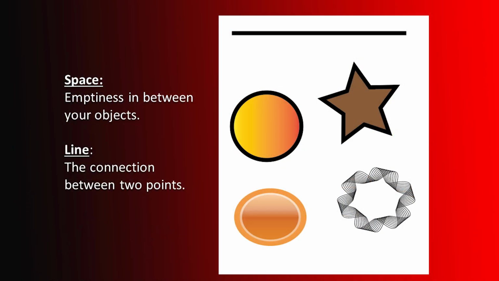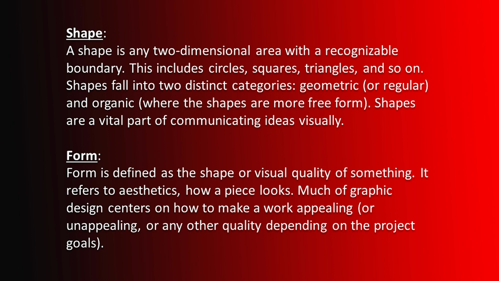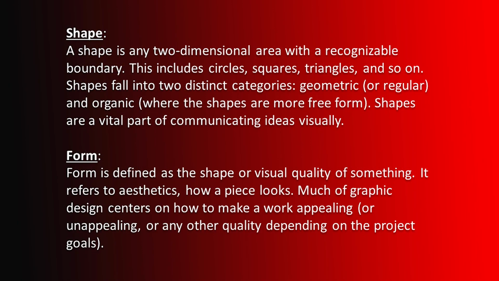Space. This is the emptiness in between your objects. So the space around your objects. Line is the connection between 2 points. A shape is any two-dimensional area with a recognizable boundary. So a shape is a circle, a square, a triangle, etc. Shapes are a vital part of communicating ideas visually.